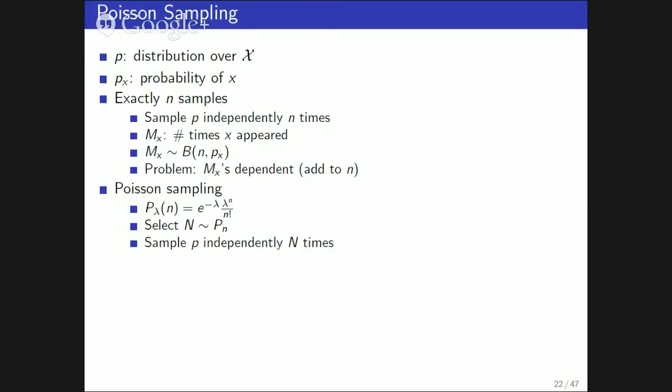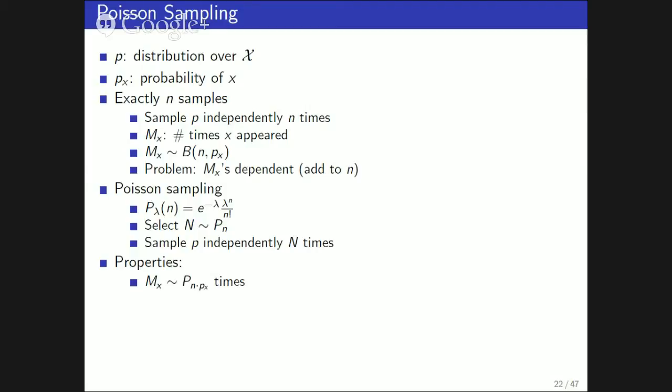The standard deviation is square root of 1,033, so it's between 970 and 1,030. It's very close to there, but could be anything. And I sample independently that many times. And the nice thing about this sampling is, first of all, if you look at Mx, the number of times that x appeared, it's now going to be distributed Poisson with parameter n times px, which is not so surprising. If you believe it's Poisson, that should be it, right?